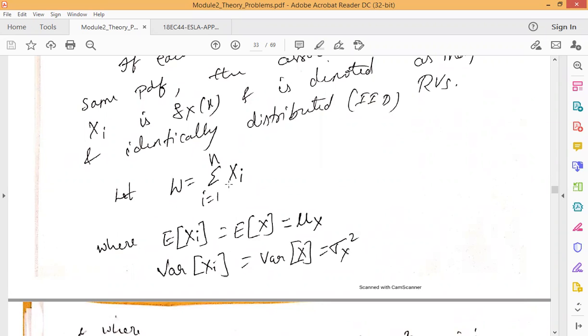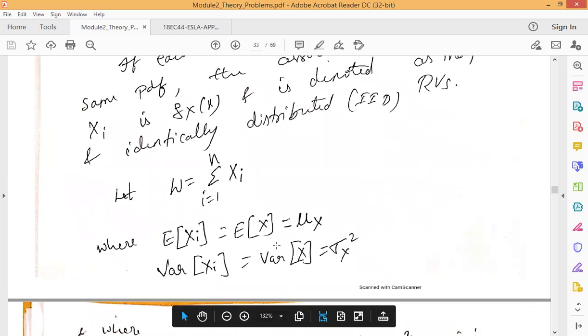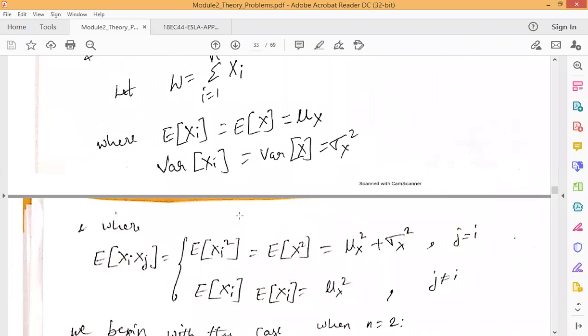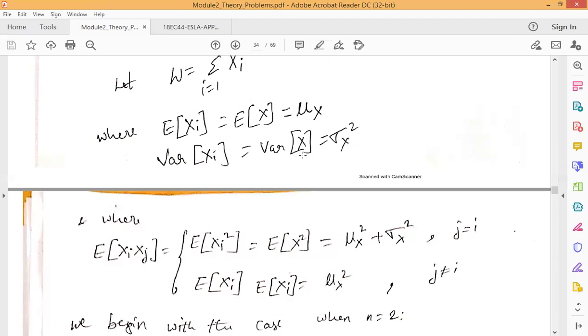For such random variables we can write expectation of xi is equal to expectation of x. The expectation of x is nothing but the mean of the random variable x, which is equal to mu x. As I told, each random variable is associated with the same PDF; the PDF is not going to be different. So we can write the expectation of each random variable as simply the expectation of x, designated as mu x. Similarly, the variance of the random variables xi is the variance of x, designated as sigma x square.